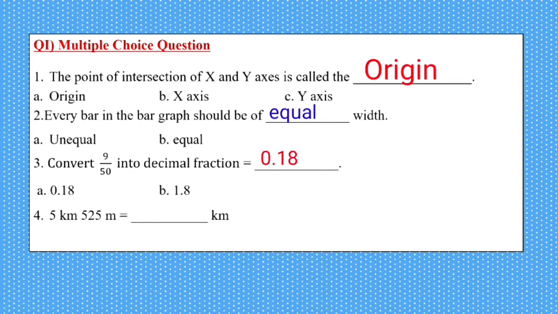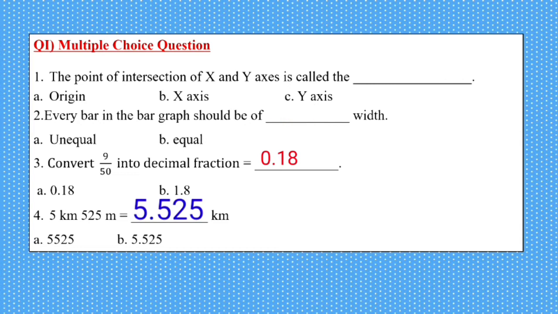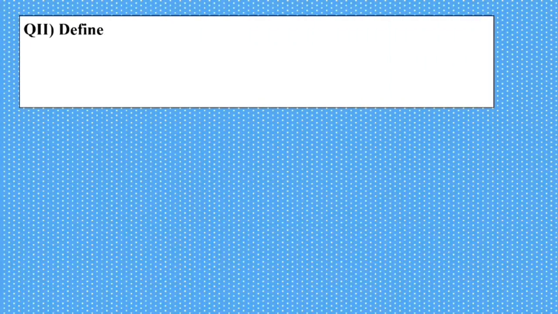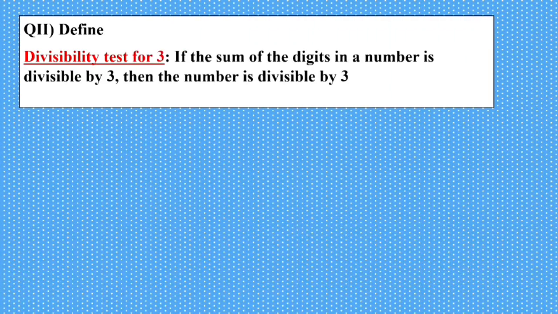Now the fourth one is: 5 kilometer 525 meter equal to dash kilometer. So this we have to write as a decimal number: 5.525 kilometer. Okay. Now question number 2, it is given: define divisibility test for 3.